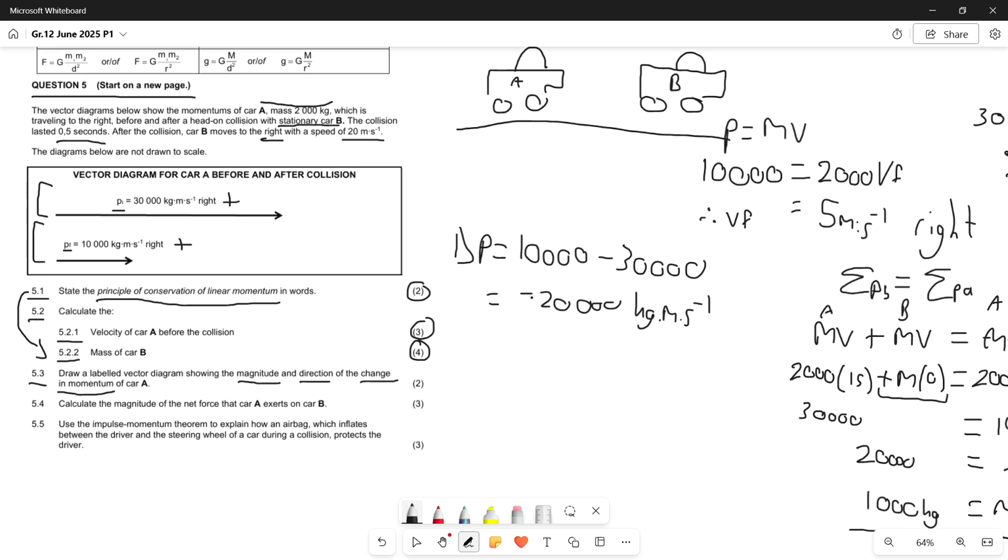And if the change in momentum is negative, it means it is going to the left, because it was going fast this way to the right, but then it slowed down, still going right, which means this change in momentum opposed the initial direction that it was going. So that means we have a line going to the left, and we just have 20,000 kg·m·s^-1 over there. That is our magnitude, that is our direction, and this is our final answer, earning us 2 marks.